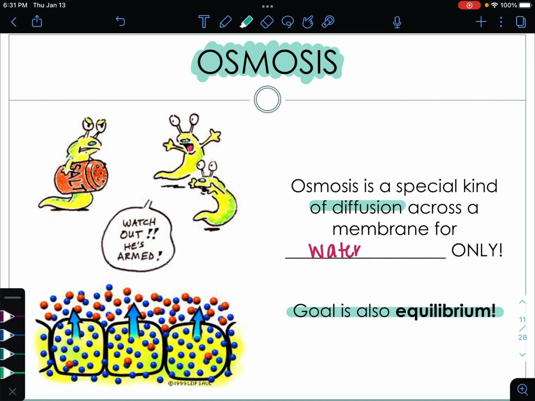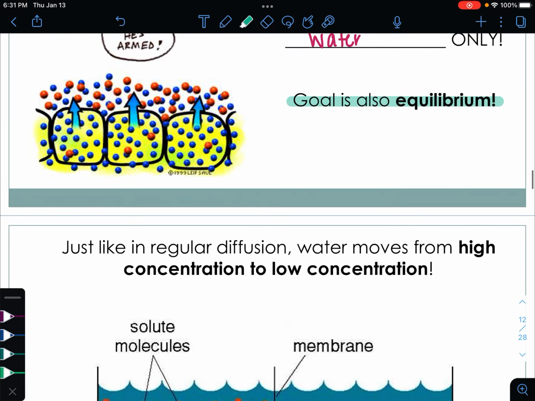So just some quick examples of osmosis. If we're talking about noodles being put into a pot of water, that would be an example of osmosis. If we're talking about water coming out of lettuce in a salad, that's another example of osmosis. All of those involve water.